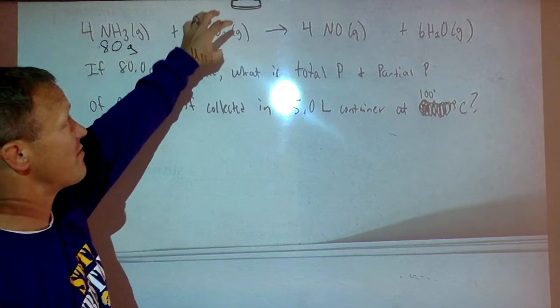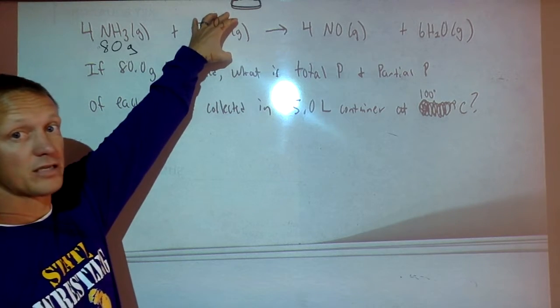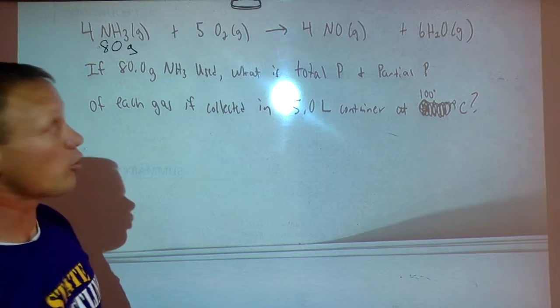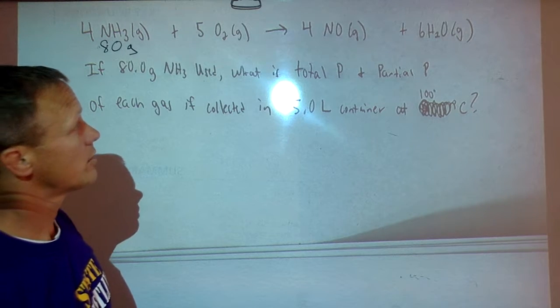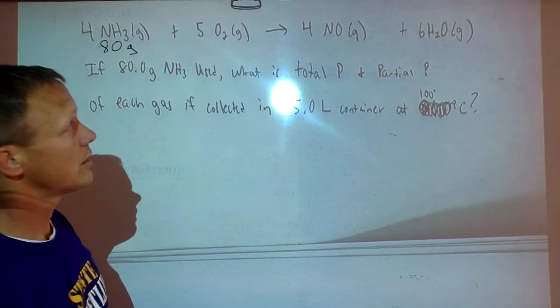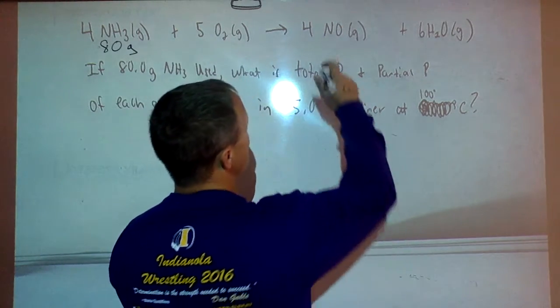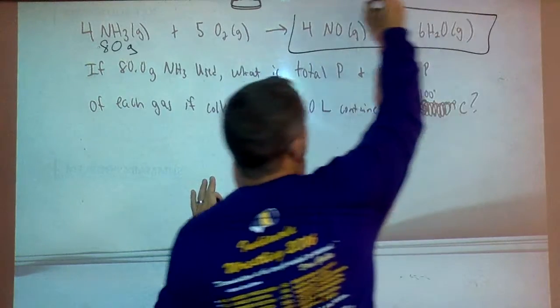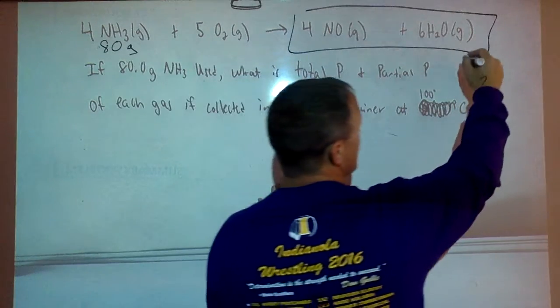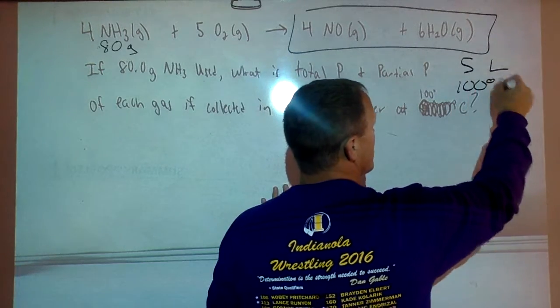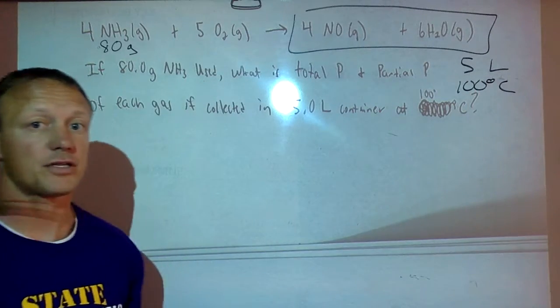So we're going to say we have the exact amount of oxygen we need, no excess, and not anything short. And I want to know at the end, what is the total pressure and the partial pressure of each gas. They're collecting these two gases in a 5-liter container at 100 degrees Celsius.